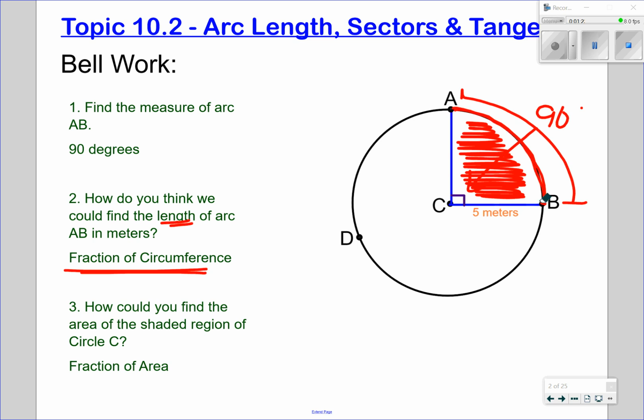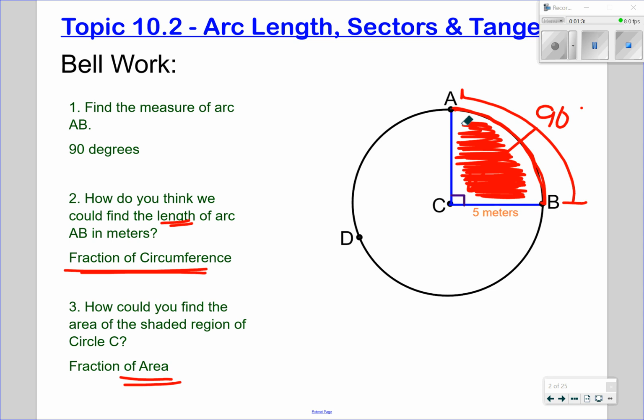For number 3, the area of that region, well, just as this arc length was a fraction of the circumference, this area should be a fraction of the whole area of the circle. So you might have actually calculated it, or you might have realized that 90 is 1/4 of 360. So by finding the area of the whole circle and dividing it by 4, that would have been accurate also.